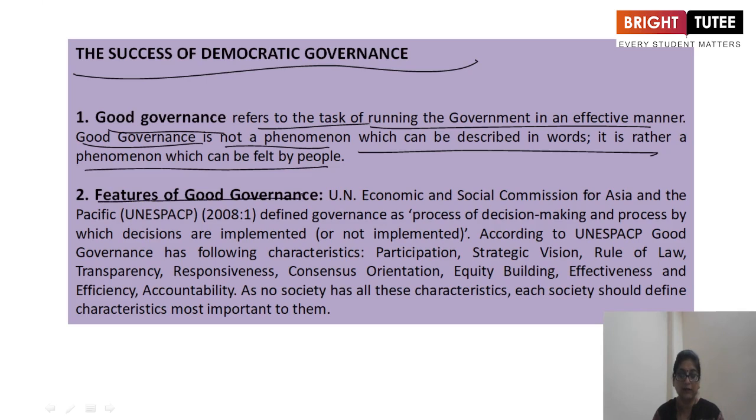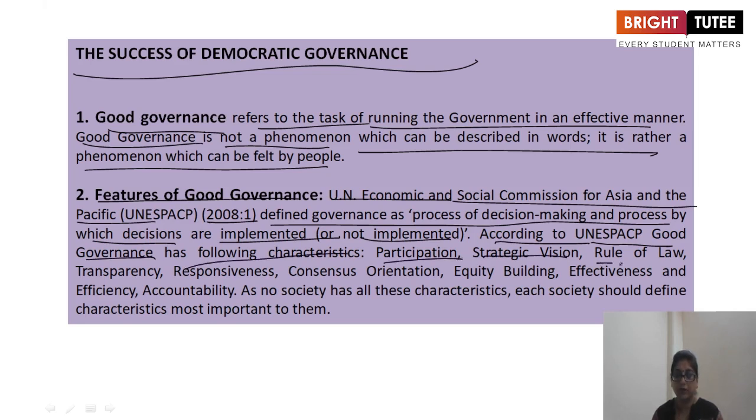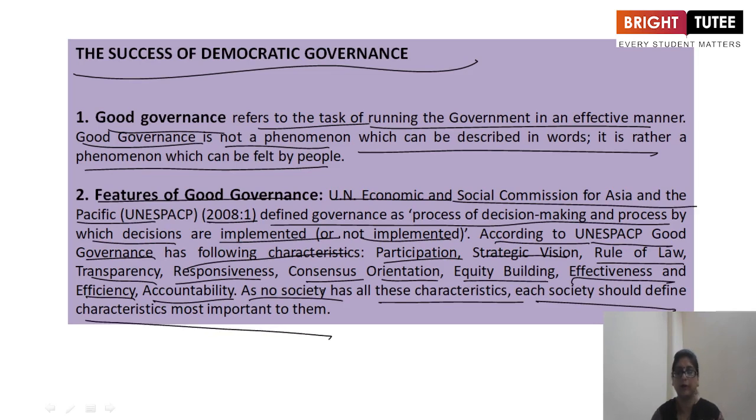And the features of good governance: the UN Economic and Social Commission for Asia and Pacific, 2008, defined governance as the process of decision making and the process by which decisions are implemented or not implemented. According to UNESCAP, good governance has the following characteristics: participation, strategic vision, rule of law, transparency, responsiveness, consensus orientation, equity, capacity building, effectiveness, efficiency, accountability. As no society has all these characteristics, each society should define the characteristics most important to them.